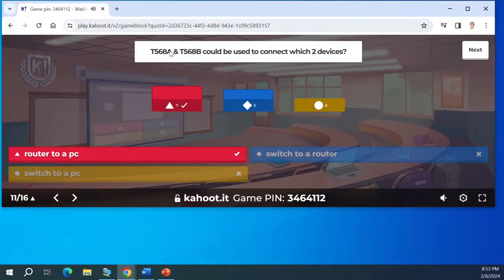So an A and a B. So a router to a PC, right? What kind of cable? A crossover cable. A router and a PC have similar brains, similar network cards, right?